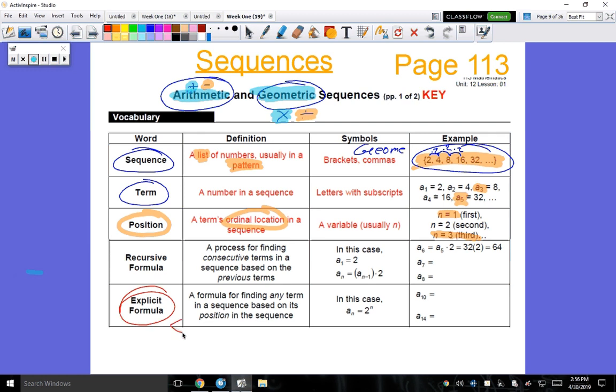Explicit, I think, is easy. This is what you were doing at the beginning of today's notes. Explicit is easy because this is what you would normally do by intuition.